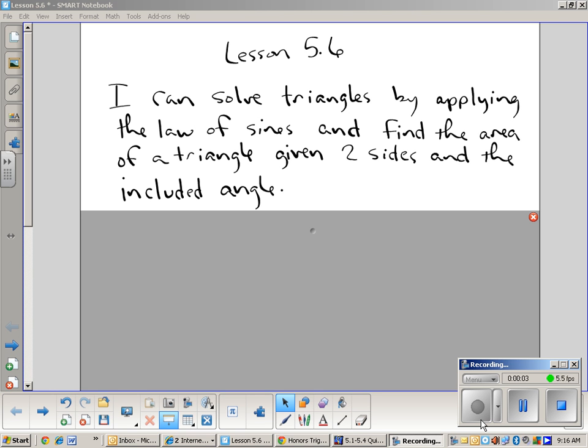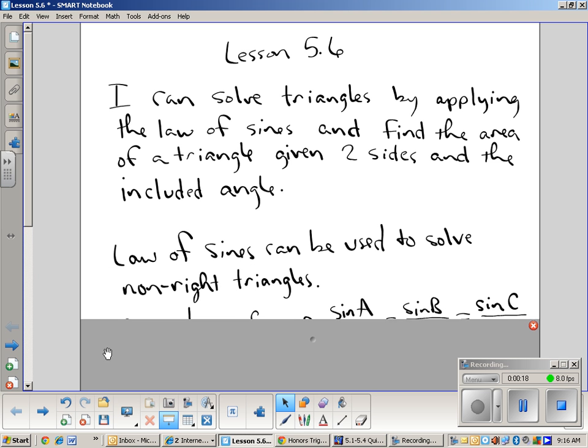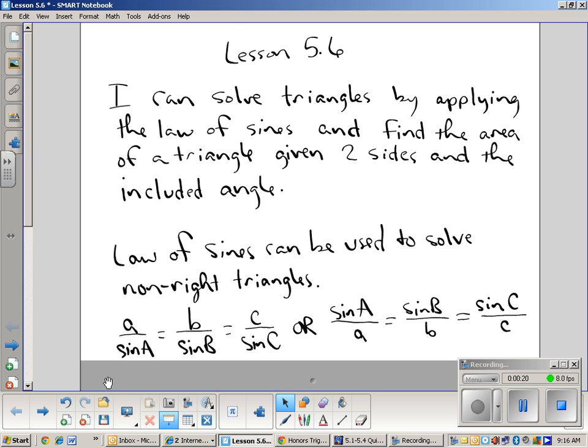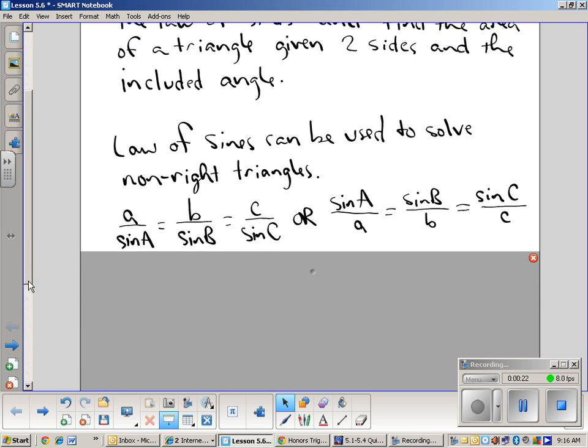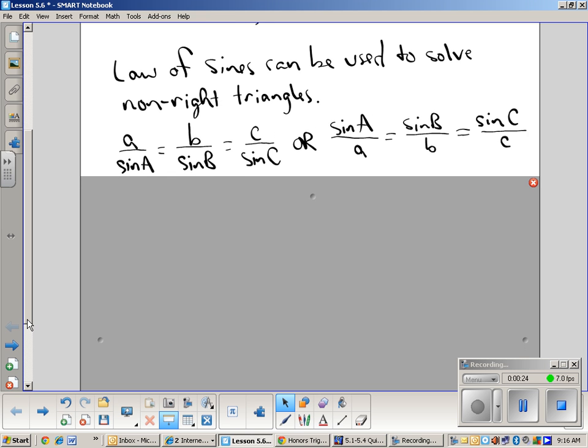Remember, solving a triangle means to find all the missing angles and sides of the triangle. So we're going to learn to solve a triangle applying the law of sines and finding the area of a triangle using side angle side. Law of sines can be used to solve non-right triangles.